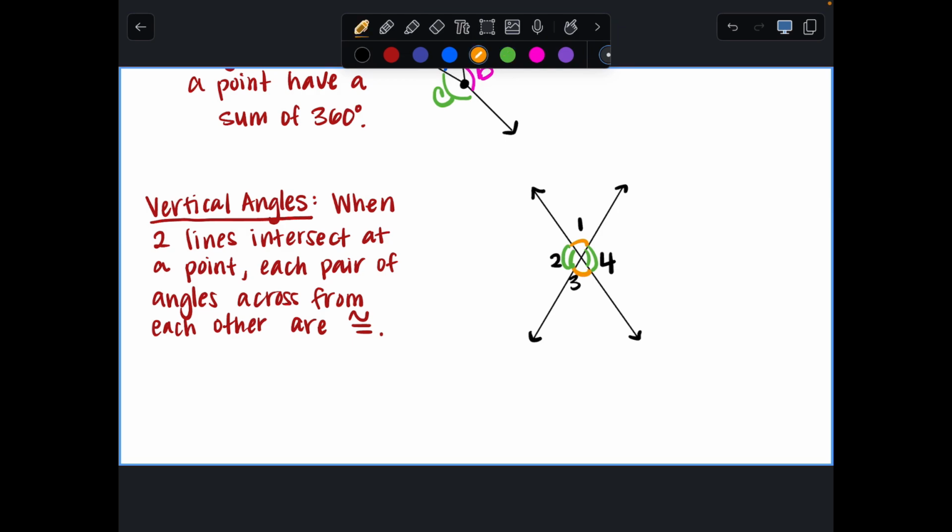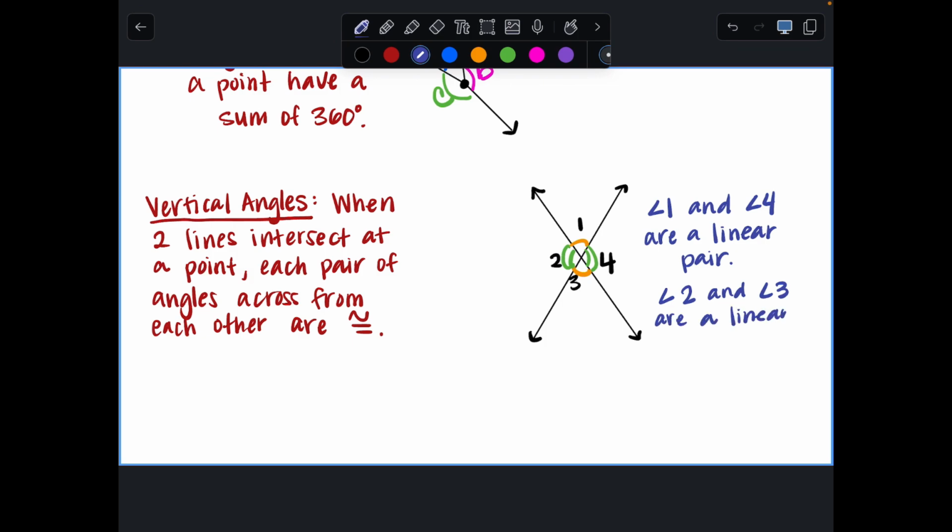And then also angle 1 and angle 4 are a linear pair. So remember yesterday we talked about a linear pair are adjacent supplementary angles. And then angles 2 and 3 are also a linear pair. They equal 180.